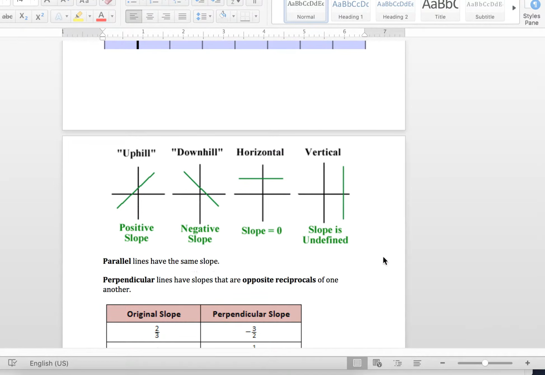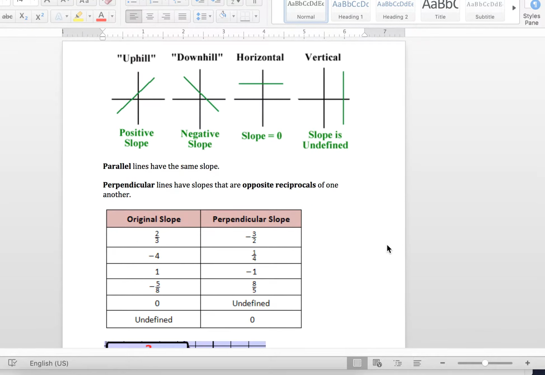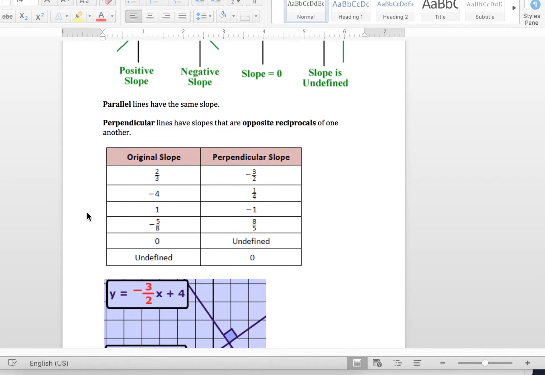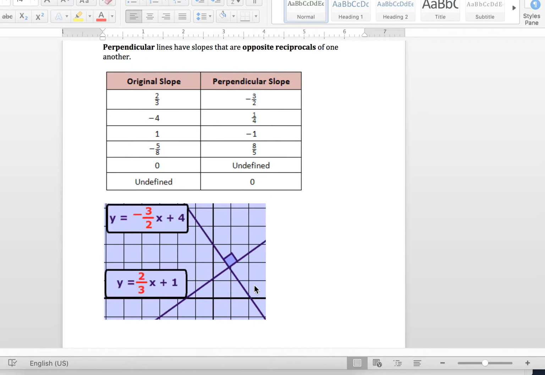Parallel lines are always going to have the same slope, the same rate of change. And one thing you'll note is that perpendicular lines have slopes that are opposite reciprocals of one another. So if a line has a slope of 2/3, the line that is perpendicular to that line is going to have a slope of -3/2. So perpendicular lines have slopes that are opposite reciprocals. And here's an example of two lines that are perpendicular, one with a slope of -3/2 and the other with a slope of 2/3.